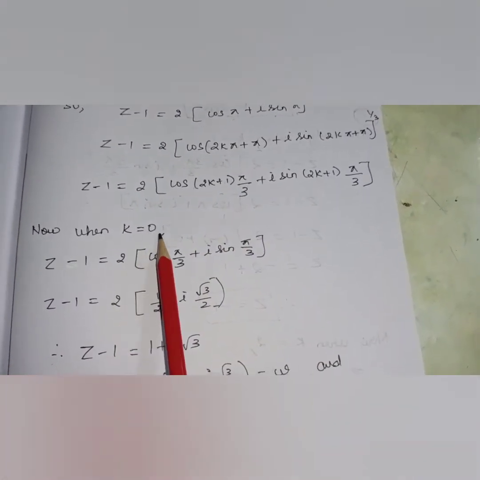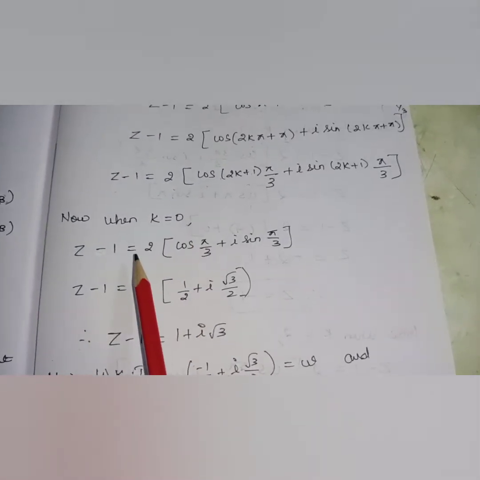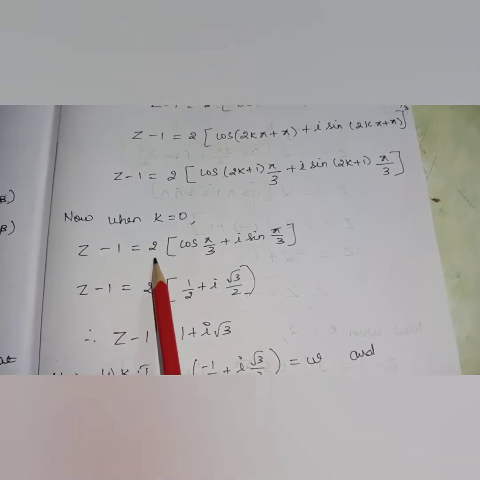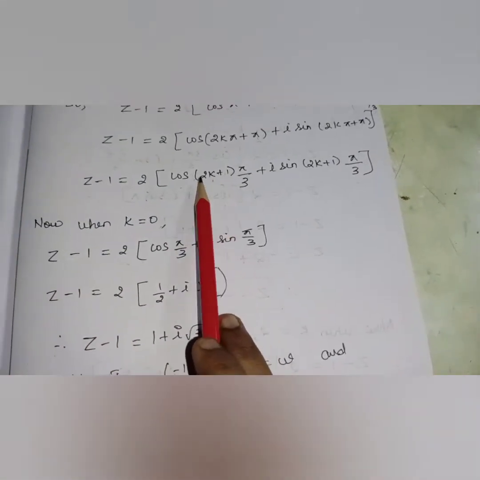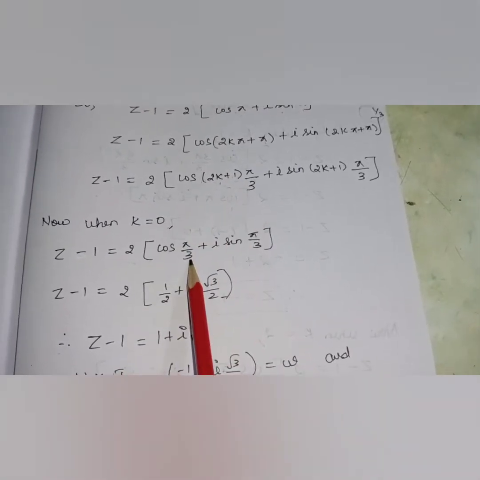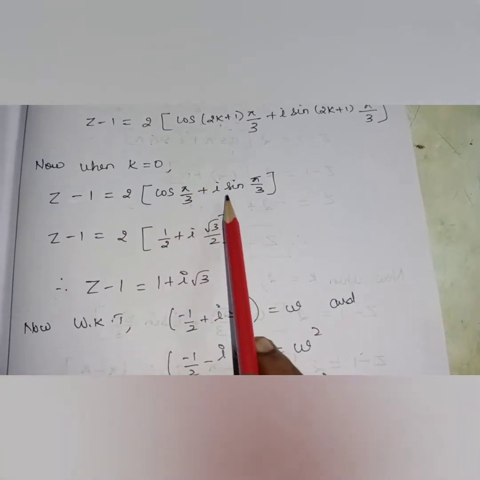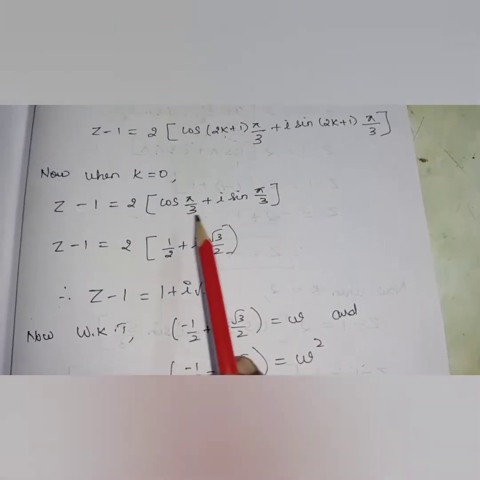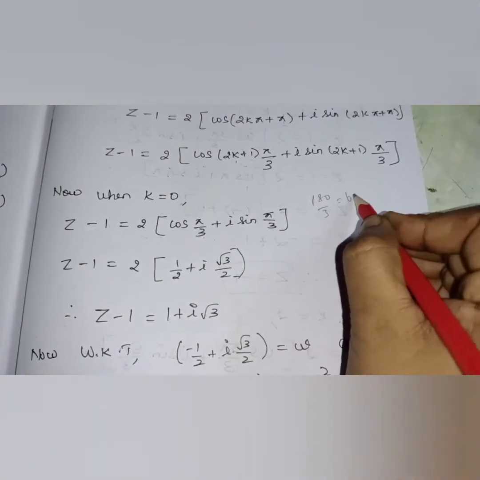First let us substitute 0. This is a very important 5 marks sum, children, and frequently asked also. So z minus 1 is equal to 2 into, when k becomes 0, 2k becomes 0, but 0 plus 1 is 1, so 1 into pi by 3 remains pi by 3. So we have z minus 1 is equal to 2 into cos pi by 3 plus i sin pi by 3. Now what is pi by 3, children? It is 180 by 3, which is nothing but 60 degrees.